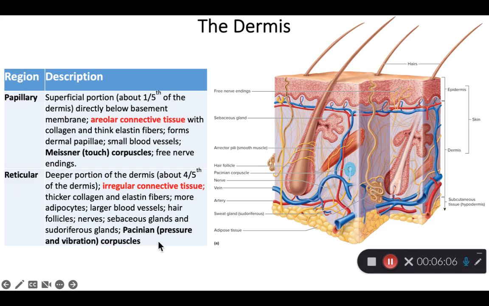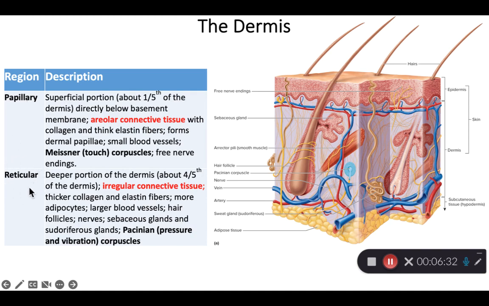The Pacinian corpuscles are another type of sensory structure that's found much deeper in your skin. So here they show one in that reticular region, and that is a sensor that picks up pressure and vibrations. So notice the name of the region, so again, you've got papillary and then reticular.